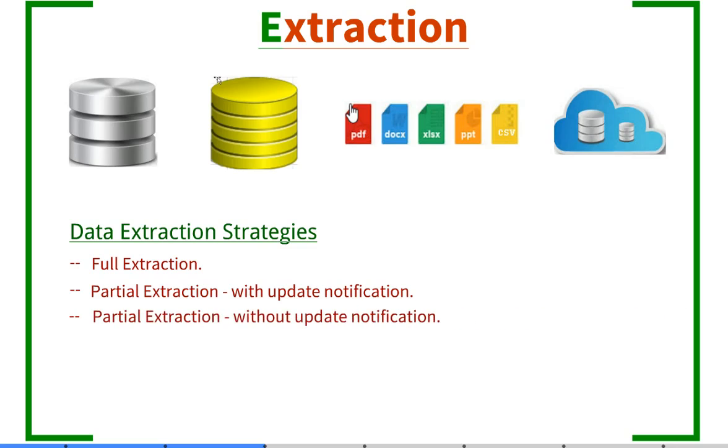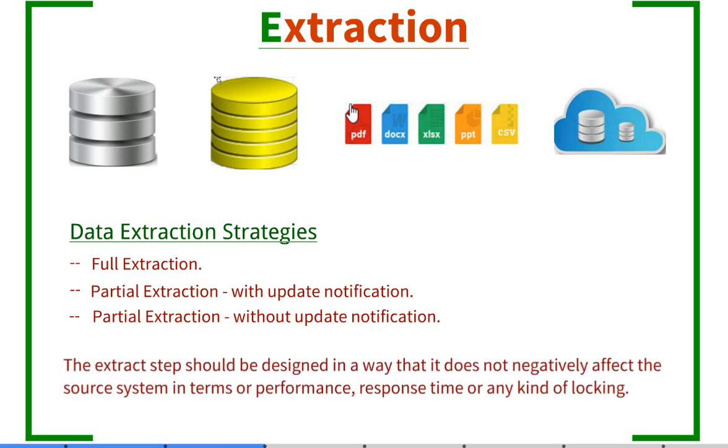And the next strategy is the partial extraction without update indication. In this strategy, we do not extract the full data set from the source system. We extract the data based on certain keys or certain strategies. For example, we have already extracted data till yesterday. So we extract today's data and then we identify all the updates on that data.